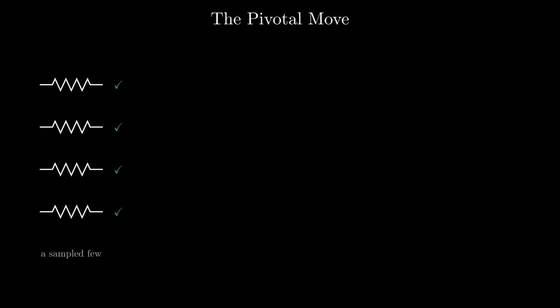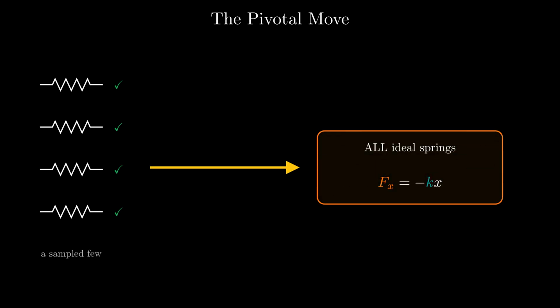Here we reach the pivotal move. It would be hopeless to test every spring that exists or ever will exist, yet a modest sampling keeps confirming the same relationship. So we take a leap. We infer that all ideal springs produce a restoring force proportional to their stretch or compression. A relationship observed for a finite handful of springs is generalized into a universal mathematical model. The force law we call Hooke's law. This leap from the sampled few to the universal many is called Newtonian induction, and it is the move that makes physics a predictive science.